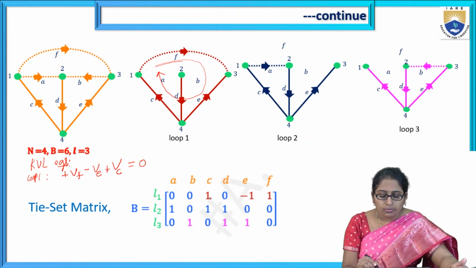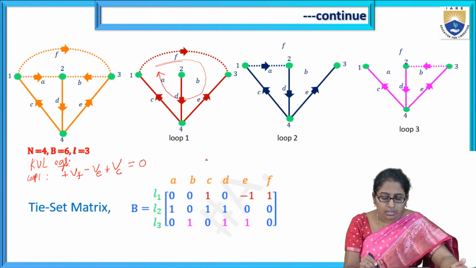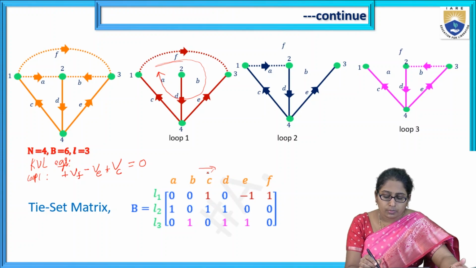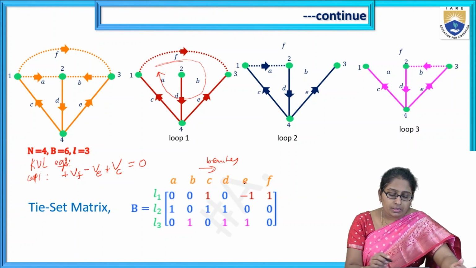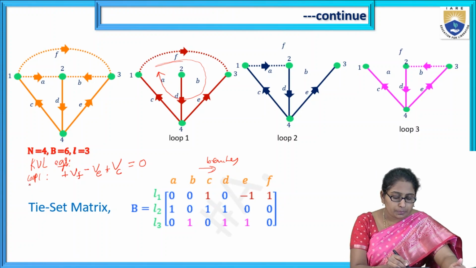So under the branches, under branch C we have plus 1, under E minus 1, and under F plus 1. Only under branches C, E, F do we have coefficients. The remaining are zeros. Then loop 2.